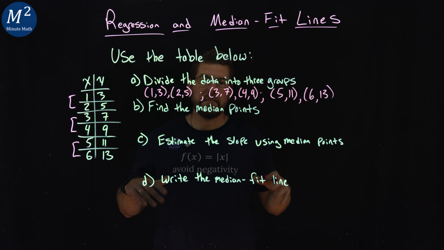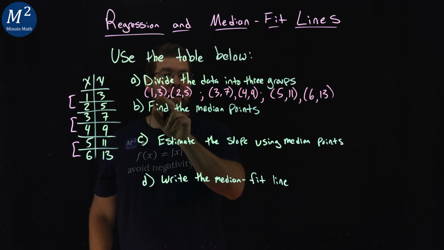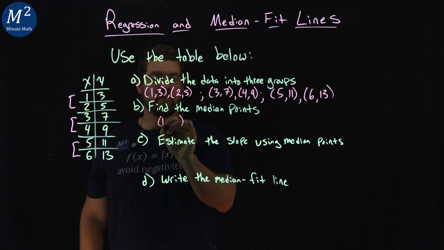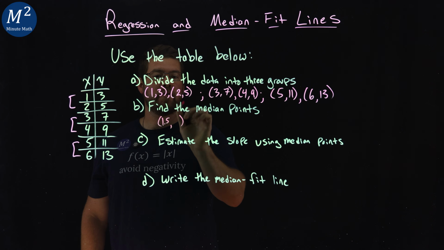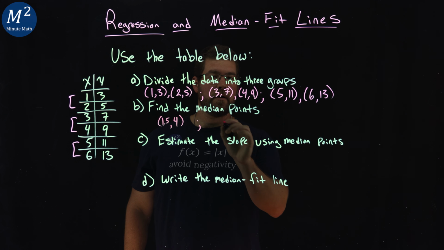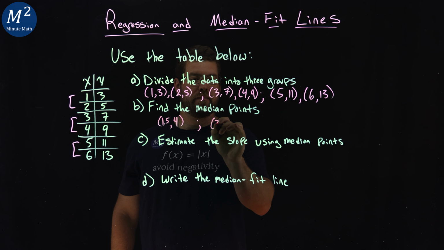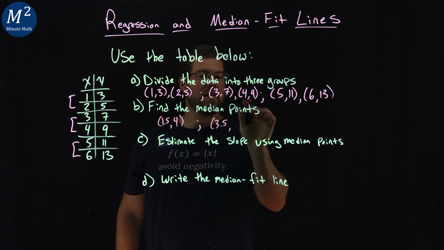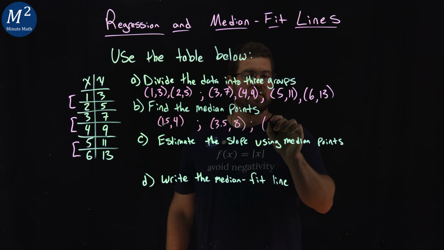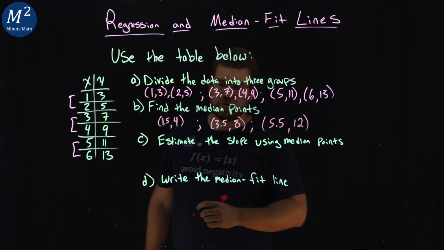Now we want to find the median points for each group. So we're going to average the x values and average the y values. Between 1 and 2, the halfway point is 1.5, and between 3 and 5 is a 4. 3 and 4, halfway point is a 3.5, and between 7 and 9 is an 8. And lastly, between 5 and 6 is a 5.5, and 11, 13 is a 12.